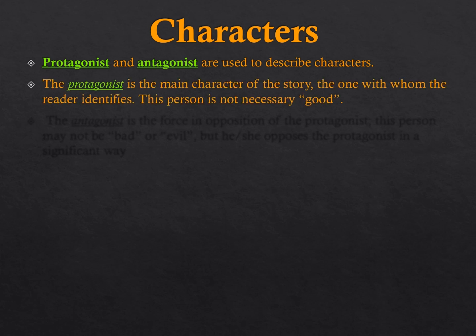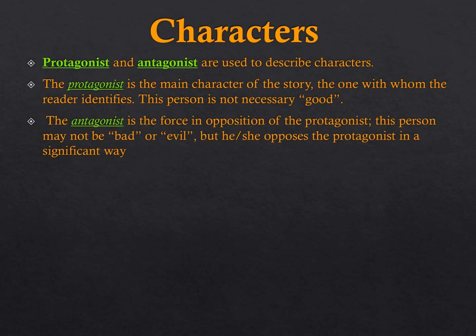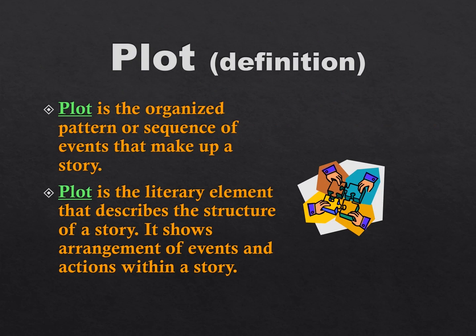The protagonist is the main character of the story, the one with whom the reader identifies. This person is not necessarily good. The antagonist is the force in opposition of the protagonist. This person may not be bad or evil, but he or she opposes the protagonist in a significant way.